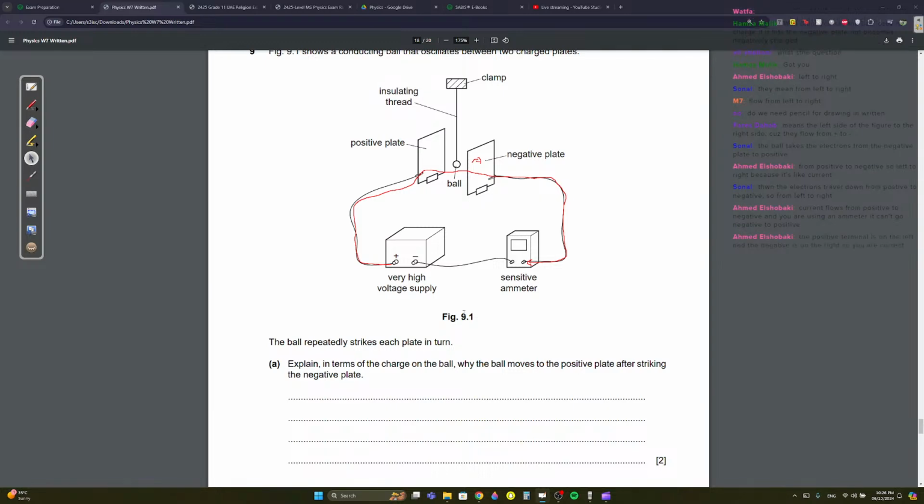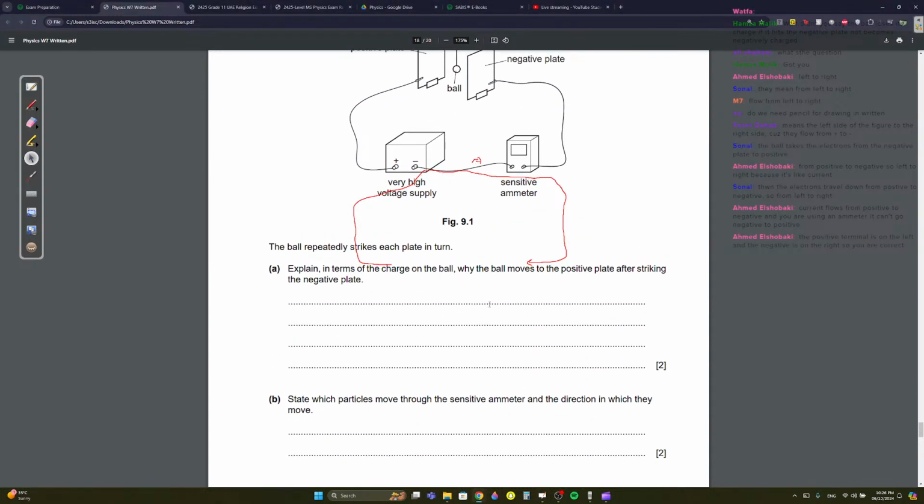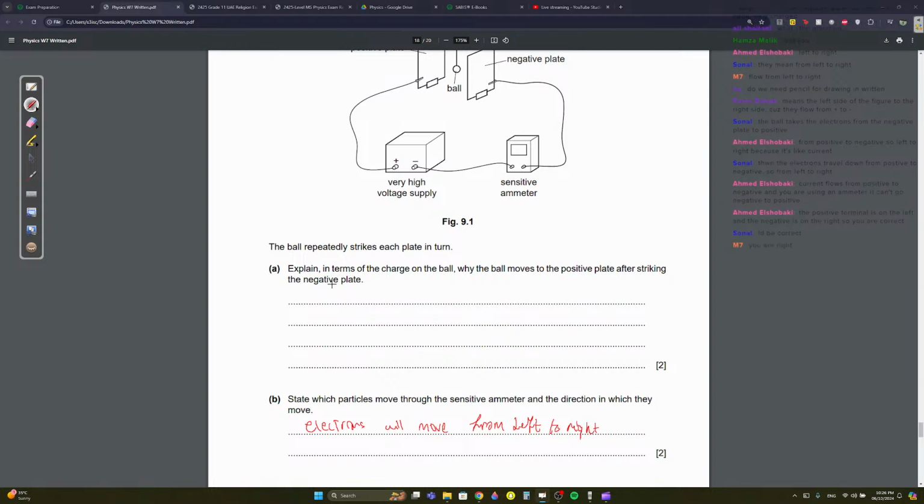Okay. State which particles move through the sensitive ammeter. Obviously, electrons will move because current is the flow of electrons or charged particles, right? So electrons will move from left to right. So it's positive to negative. Okay.